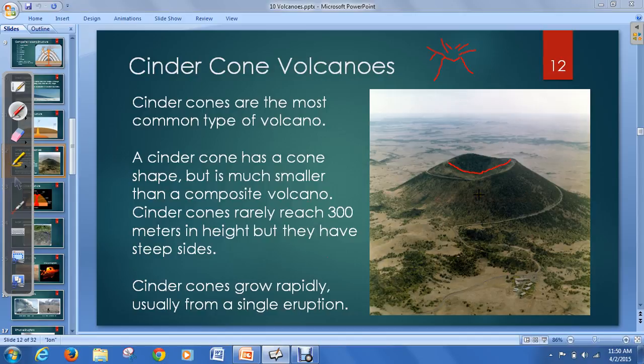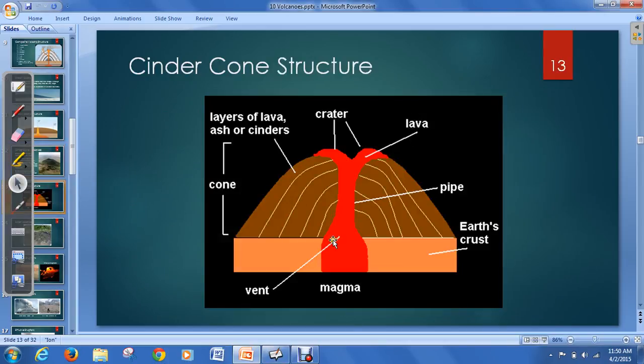Okay, but again, they're a miniature version of composite volcanoes, and they just have a single series of eruptions and then they're finished. All right, and again, the structure is very similar to a composite volcano with the magma chamber, the vent, and then the steep sides from the piling up of the material.